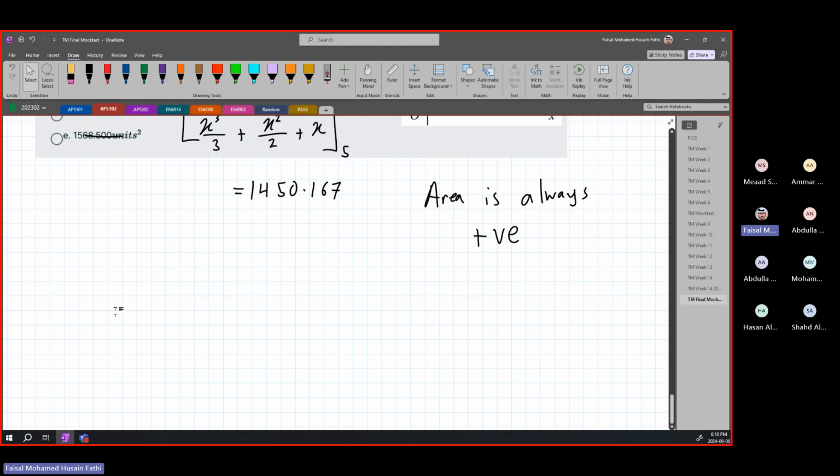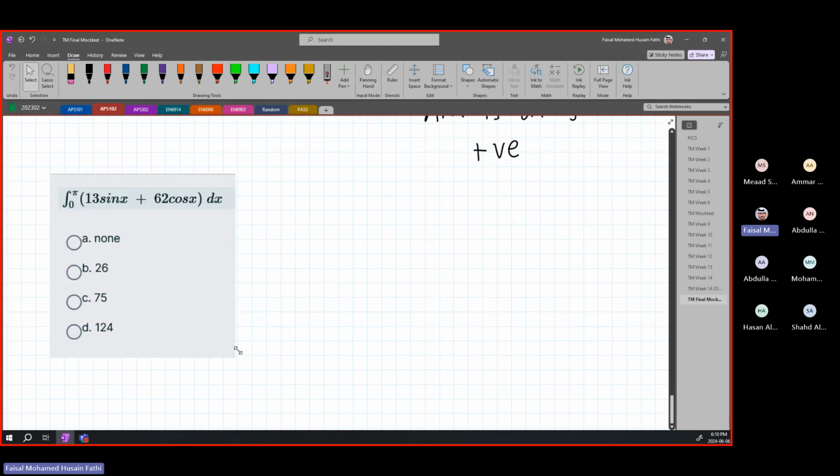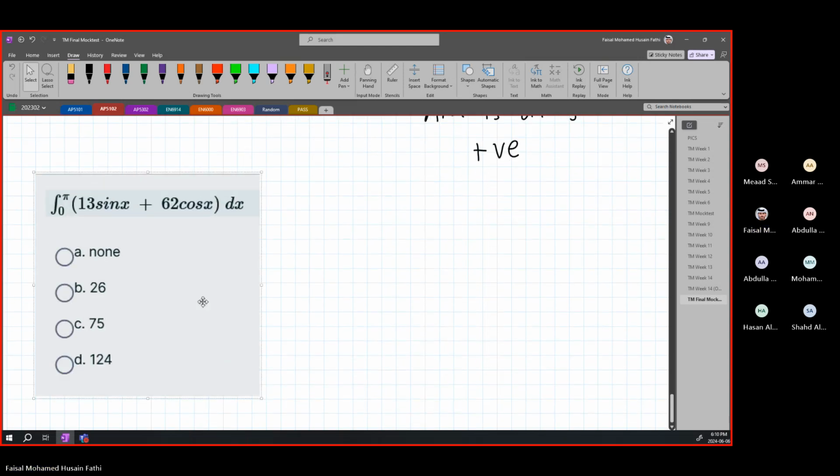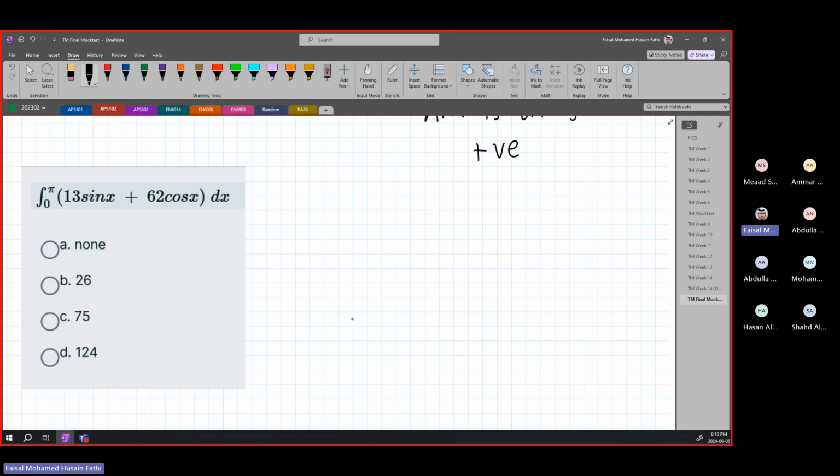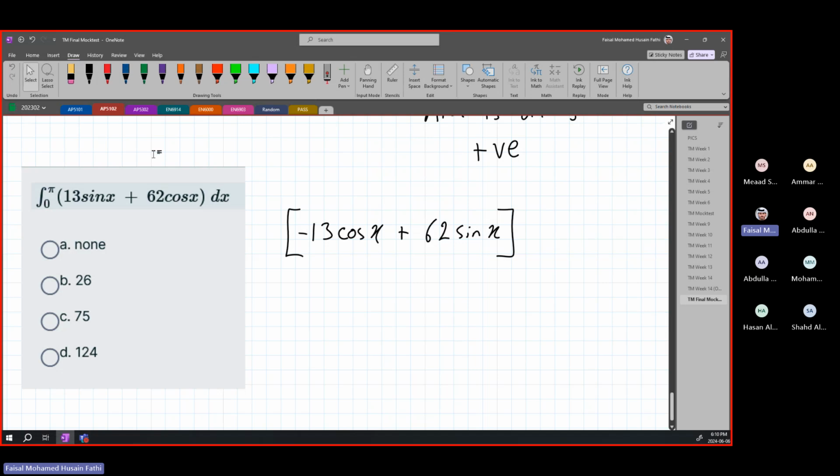All right. Again, here, you can either do the full way. I'm just going to do the integration. So you guys can know, this is the integration from 0 to pi of 13 sine x plus 62 cosine x. So this basically means 13 sine becomes negative cosine x plus 62 sine x. This is the integration of this function over here. And they gave you from 0 to pi.